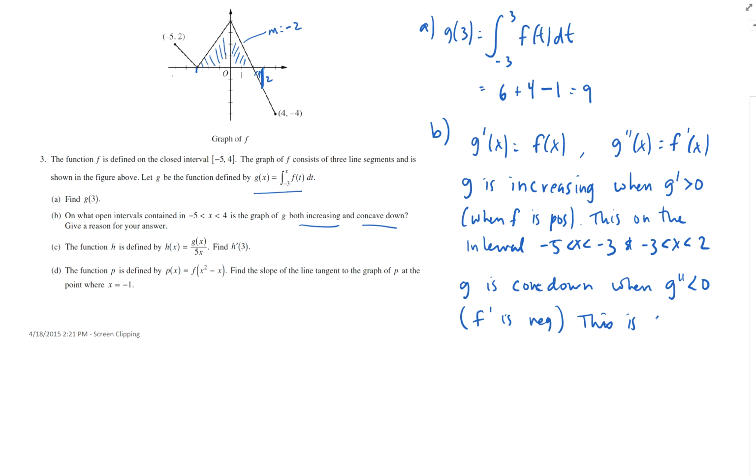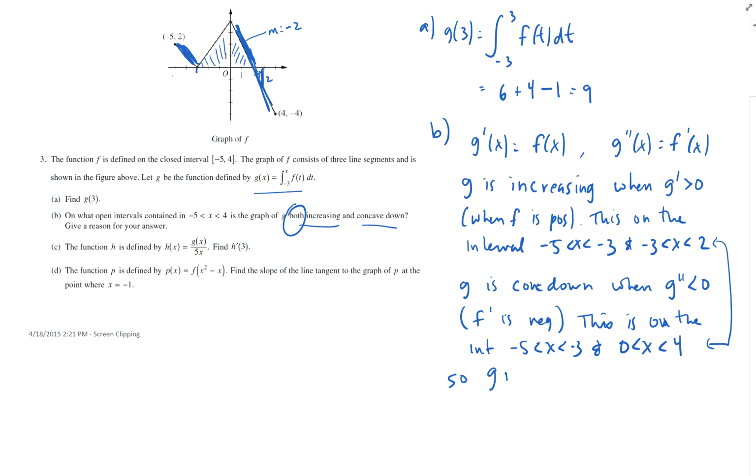This is on the interval -5 less than x less than -3, and 0 less than x less than 2, right? It's negative on my picture up here and right here. Oh, actually the whole thing way up to 4. So where is it both? Because we want to know both. So I got to look at these two and see what x values satisfy both of those.